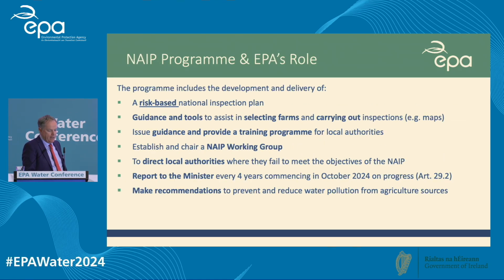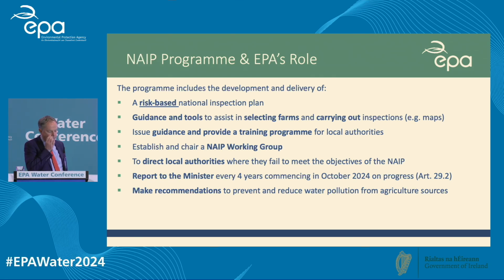What does the programme involve? The key underlying component of it is a risk-based inspection plan, and I'll cover that in a little more detail in a couple of slides. In addition, we wanted to develop guidance and tools to assist the local authorities in selecting farms for inspection, to have a risk-based focus and target the farms in particular, and also in carrying out those inspections. There are a lot of tools and maps that have been developed to assist local authorities in that. We've also developed guidance and provided a training programme for local authorities to build up that capacity, improving compliance checking and increasing the number of inspections that are carried out.